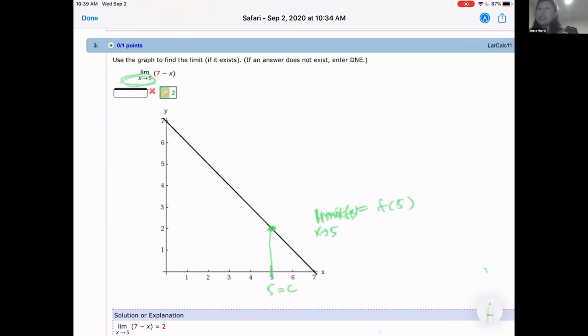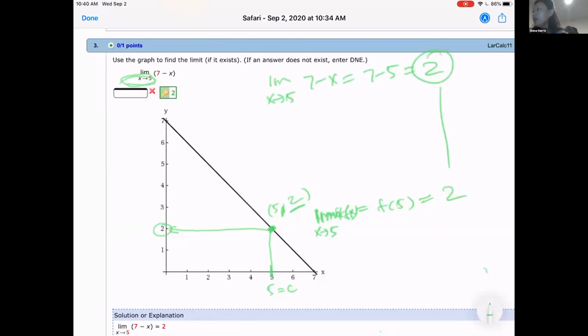All right, so now tell me what's my y value here? 5 comma what? What do I need to put here? You look at over here to figure out what my y value is, which is what? 2. In this case, it's all 2. All right, are you following me? Yes? Okay. So I can look at it graphically, and I can also simply plug it in. Then 7 minus 5 gives me what? 2. Either way, they're the same number.